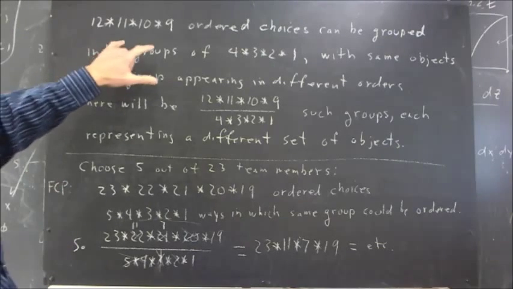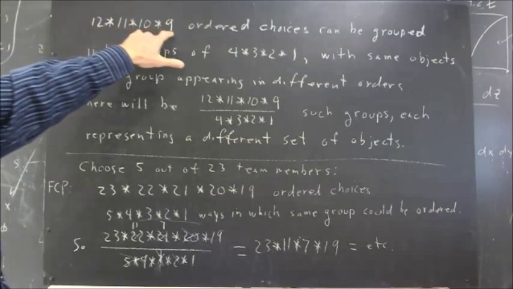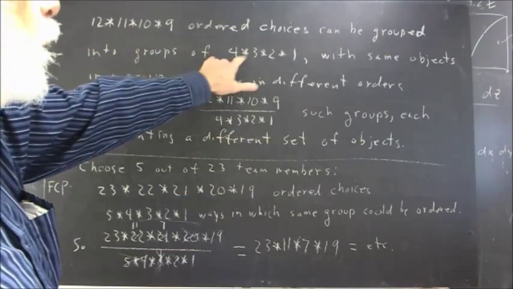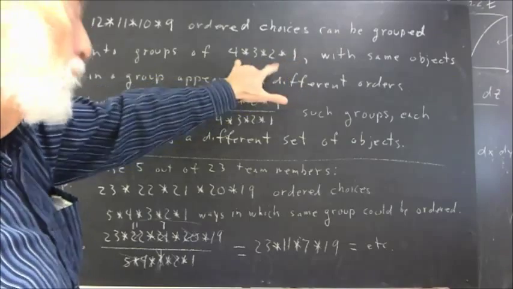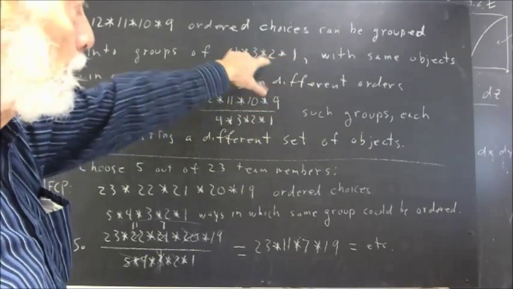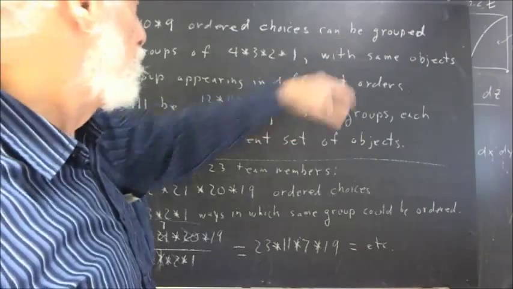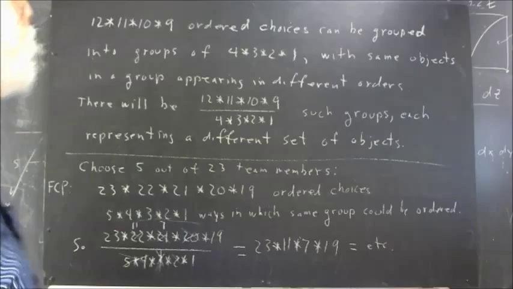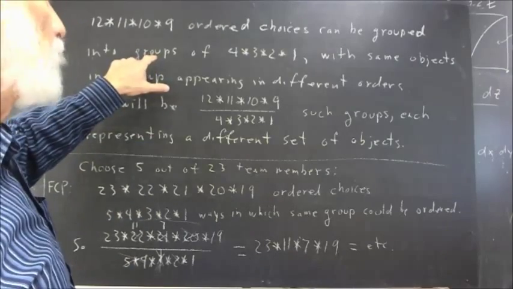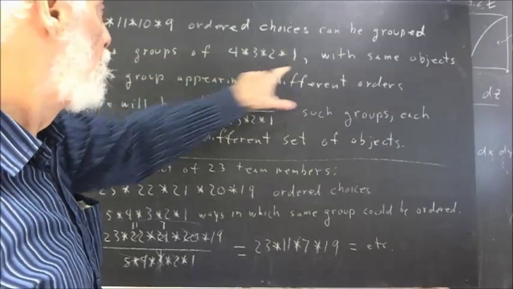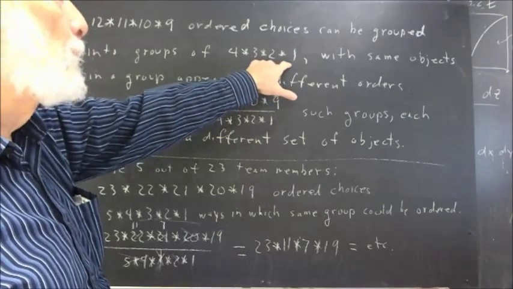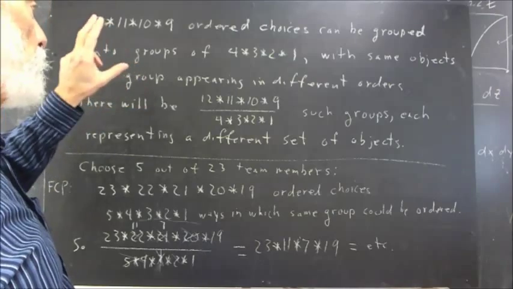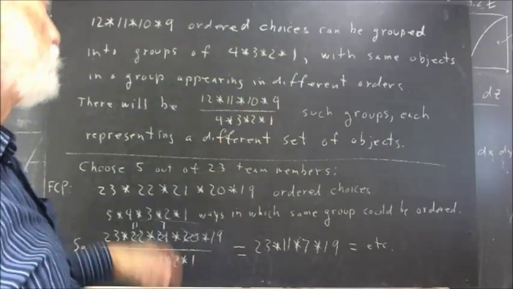So we see that our 12 times 11 times 10 times 9 ordered choices can be grouped into groups of 4 times 3 times 2 times 1, which is 24, but let's leave it in this form for now. And with the same objects in a group appearing in different orders, in the groups there are this many ways of representing the same set or the same group of objects.